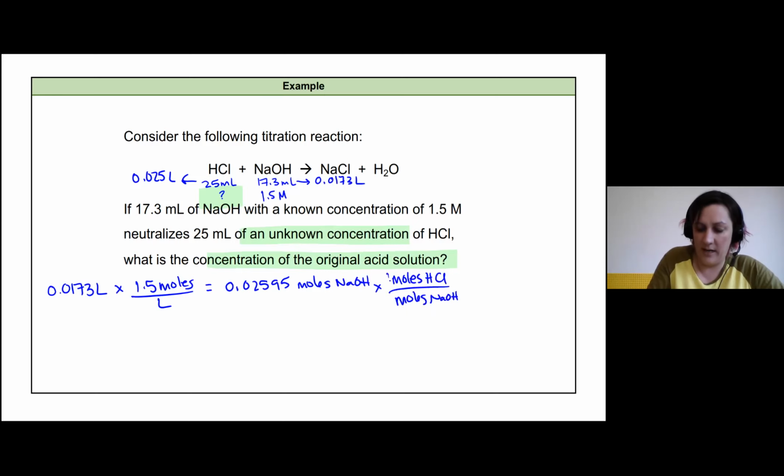And this is a 1-to-1 reaction. So this is times 1 and divided by 1. Pretty straightforward. So now I know my moles of acid are 0.02595. And then I'm going to use that to calculate the molarity of that HCl. It's going to be the number of moles divided by my total volume.